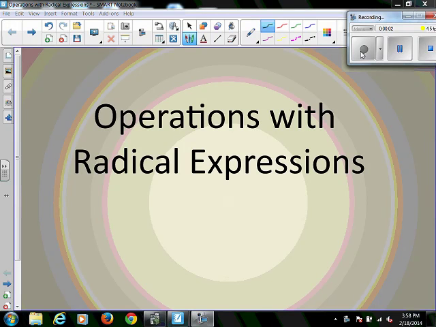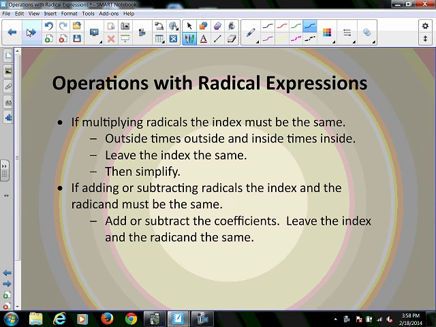Today's lesson is on operations with radical expressions. If multiplying radicals, the index must be the same. If they are, multiply outside times outside, inside times inside, leave the index the same, then simplify.